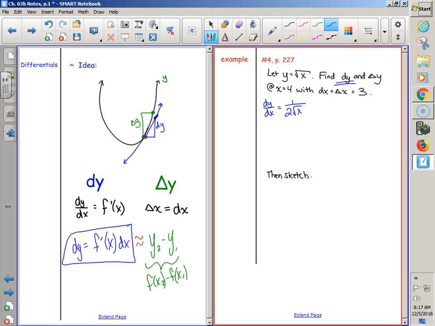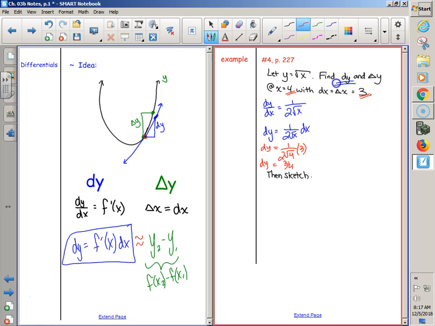But that's not dy technically. What does dy do? Good, multiply by dx. That's it? Yeah, that's the formula for dy. Do we have to plug in stuff? Sure, we can plug in. Do we know what x is? Do we know what delta x is? So we can go ahead and plug in: 1 over 2 root 4 times 3, which will end up with 3/4. You guys agree, right?